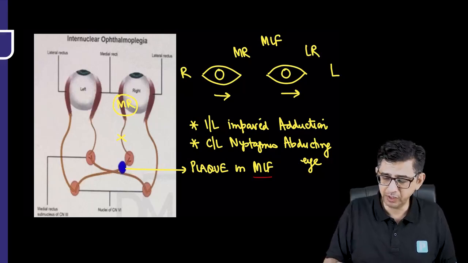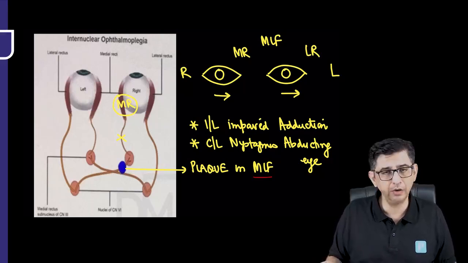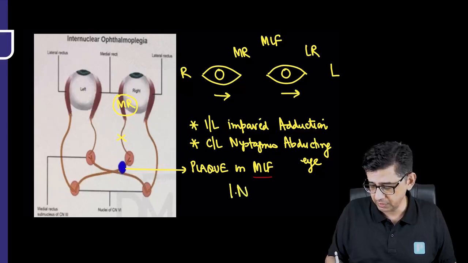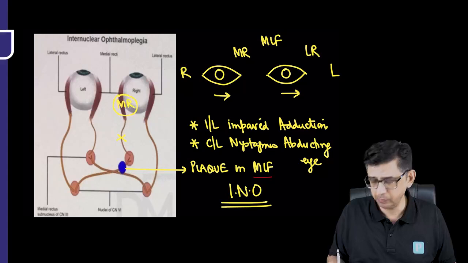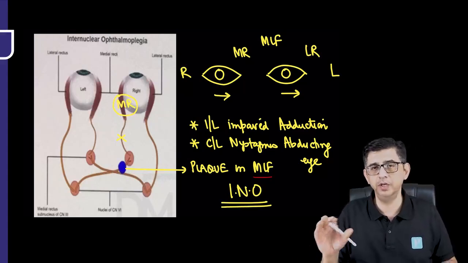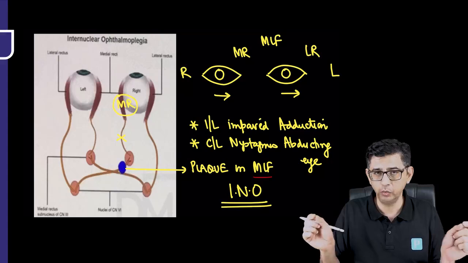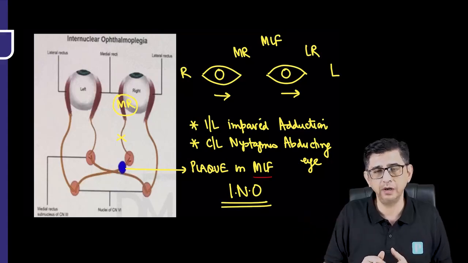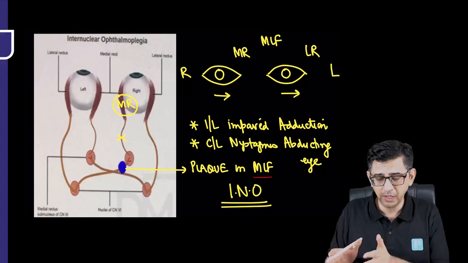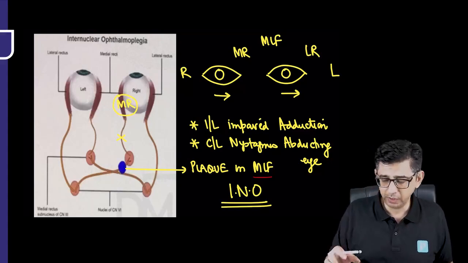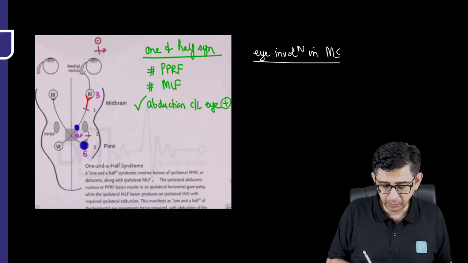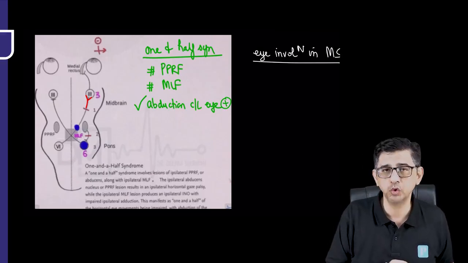Once we get these two points right for the plaque in the medial longitudinal fasciculus, which is finally called internuclear ophthalmoplegia. Why do we call it internuclear? Because communication between the sixth and the third nerve nuclei, through a white matter tract which is responsible for crosstalk, is hampered in this case. And now I'll show you one more diagram in which the number of lesions has been shown to be increased.